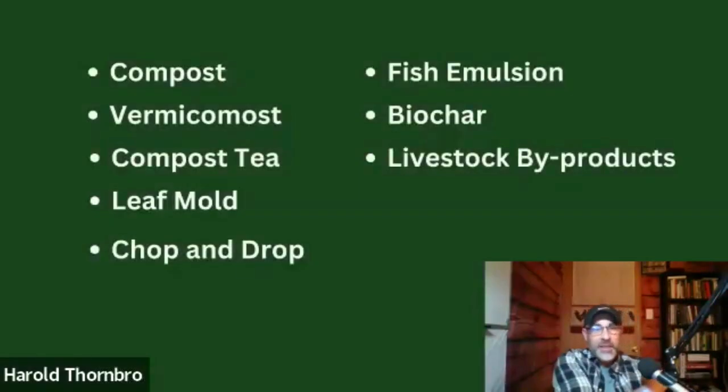So what we're going to talk about today is a few different things here that you can do to close that loop. And we're going to talk about making compost, vermicompost, compost tea, leaf mold, chop and drop. I'm throwing fish emulsion in there too, just because I want people to know how it's made. Now, whether you want to make it or not is the question, but we'll talk about that when we get to it. Biochar and livestock byproducts. There's a few things there we'll kind of mention.